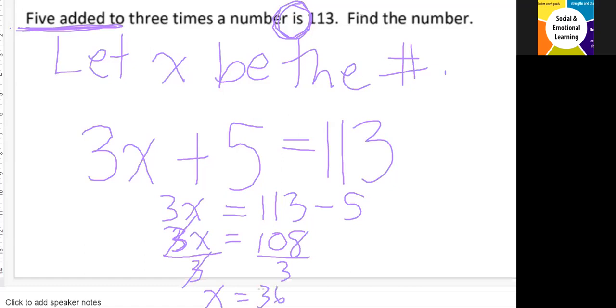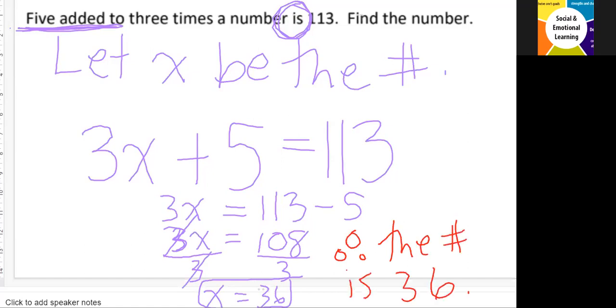Okay. What's the one last thing? When you're given a word problem in class, what's the one last thing your teacher wants to see? A sentence? Yes, a concluding sentence. Therefore, the number is 36. And there you have it.